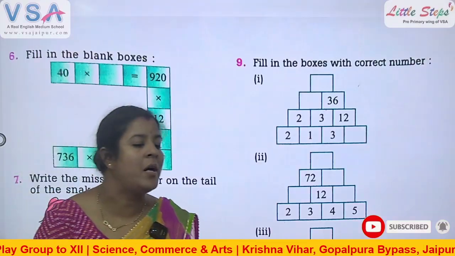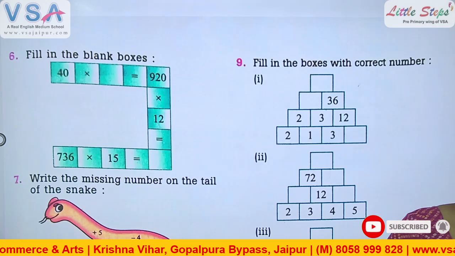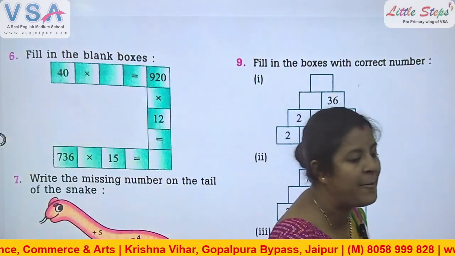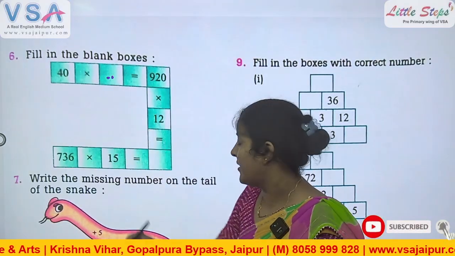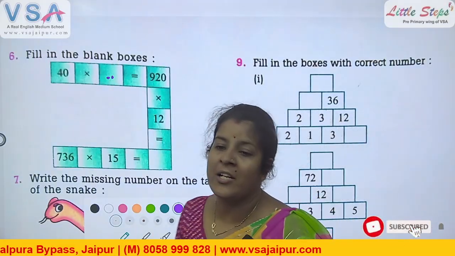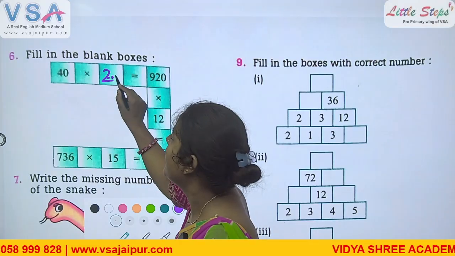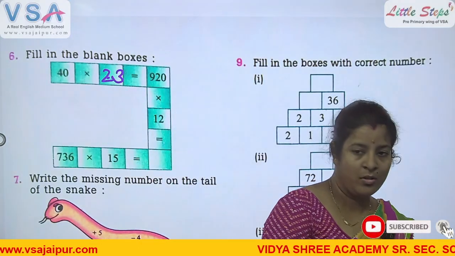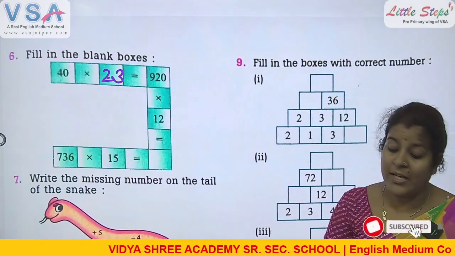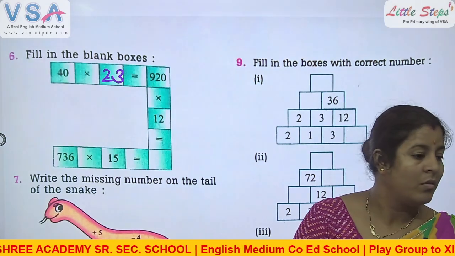The next question, number 6. Fill in the boxes. Okay? So let me start. Yes, the next question is fill in the boxes. So which number is missing on this side? 40 multiplied by blank equals 920. Yes, we can multiply by 23. Yes and no? Okay. And 920 multiplied by 12. Yes? No? Yes?